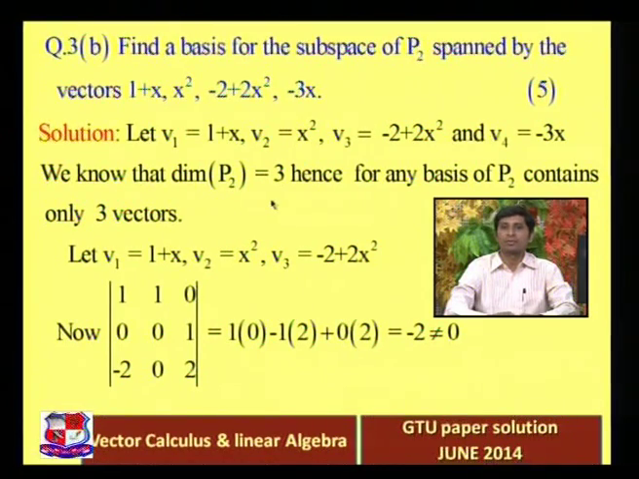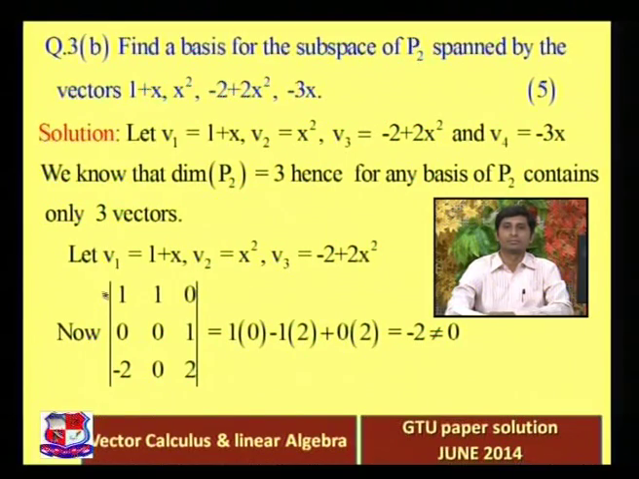So we know that dimension of P2 is equal to 3, and any basis of P2 contains only 3 vectors. So let V1 be 1 plus x, V2 be x square, and V3 be minus 2 plus 2x square. Now we want to check whether these 3 polynomials become a basis for P2 or not. And for that, what is the definition of basis for any vector space? First condition, it should be linearly independent, and second condition, the span of that set is equal to the vector space V.